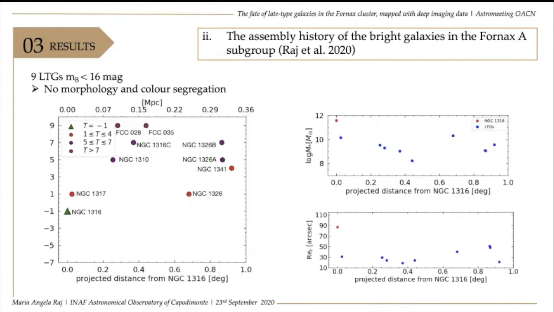We don't find a morphology and color segregation. Here there's only one ETG, the central dominant peculiar galaxy, NGC 1316. The remaining are bright late TEP galaxies. We looked at the stellar mass and effective radius correlations with the cluster center and group center, and we don't find any correlations or segregation of any sort.